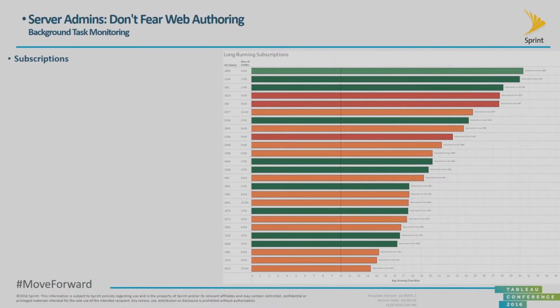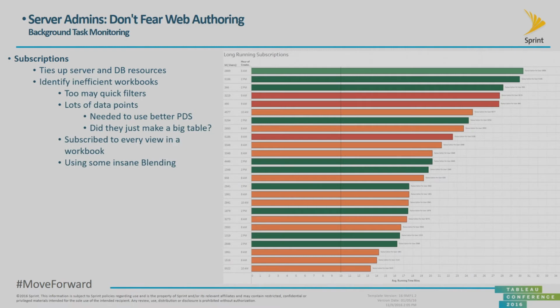Next thing is subscriptions. We have all these end users. They web edit. They build this great view. It has a relative date filter on it. They want to subscribe to it because they want it delivered to them every morning. So we set it up so we allow them to do it. Problem is, web authoring allows them to do a lot of quick filters. Well, a lot of quick filters mean a lot of queries going back to your database. So sometimes it's not efficient. It makes it kind of slow.